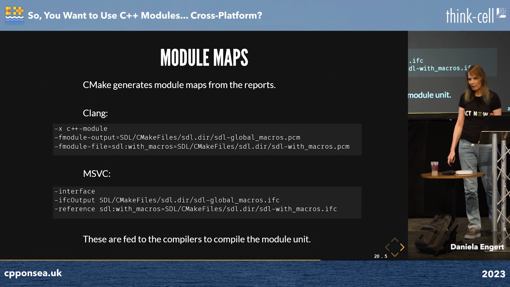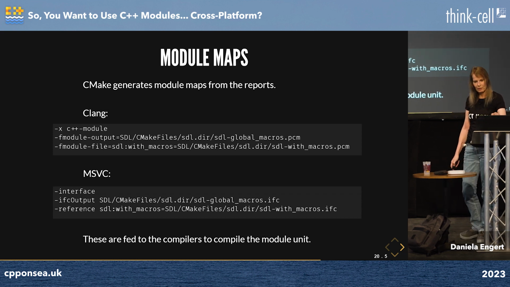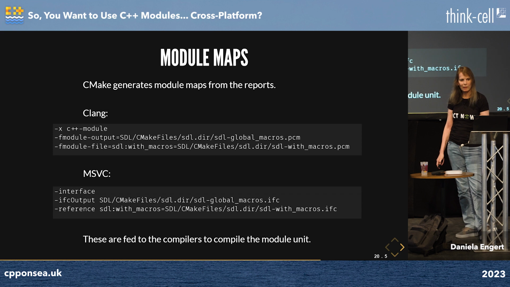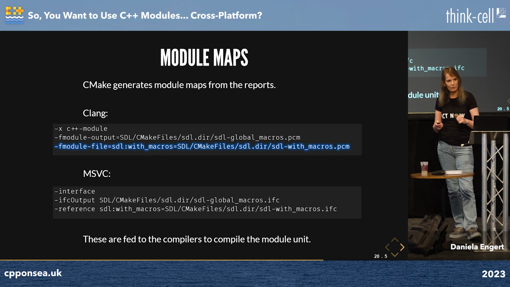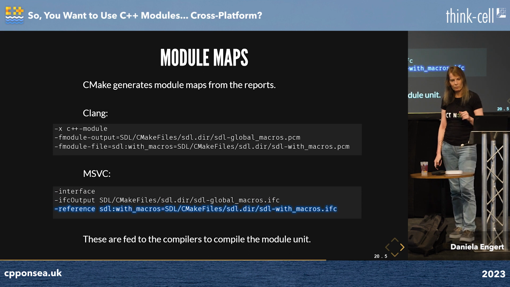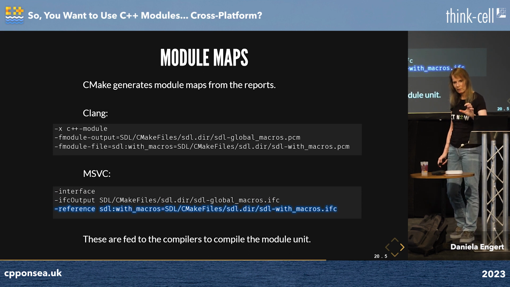And what CMake does then out of these reports is, as I said before, these module maps, and this is just a fragment of the compiler invocation, the required compiler flags to compile it, telling where to put the BMI and telling where the BMIs are that this particular translation unit depends on. This is with Clang, and the same is with MSVC. So what these module maps are by C++ are just parts of your compiler command line.